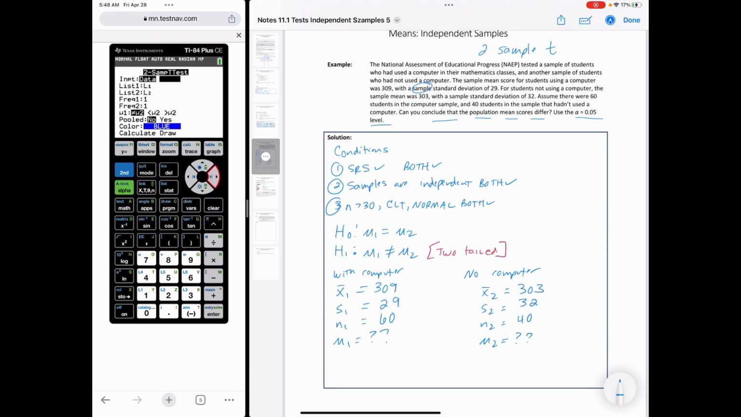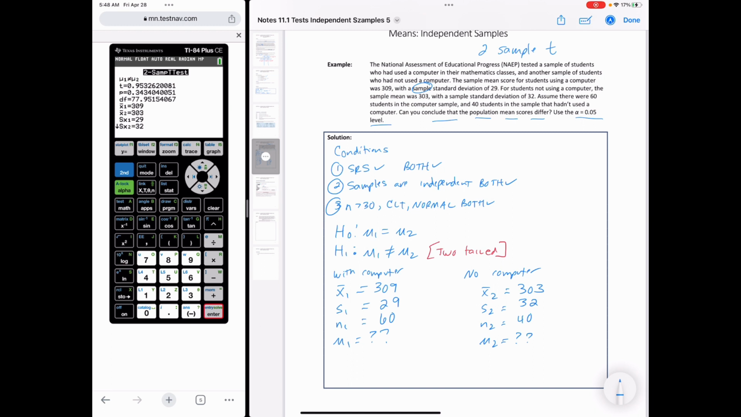And I'm going to input my stats, and just be careful as you input it. Notice it doesn't have a place for H0 because H0 is always going to be the same on these. But my alternate, mu1, is going to be two-tailed, not equal. You're never going to pool. And I'm going to do calculate. Notice there's my test statistic and my p-value.